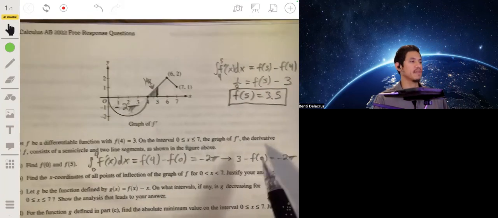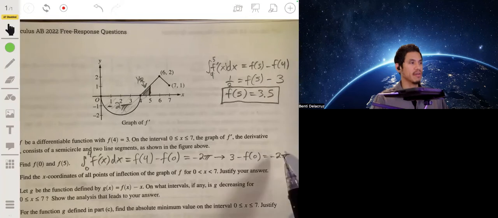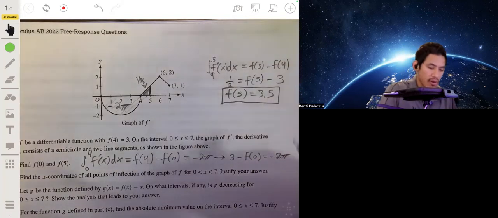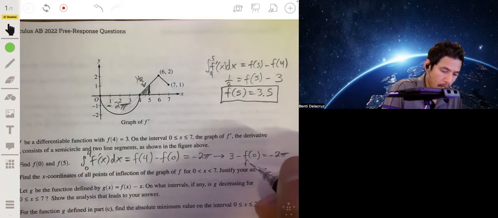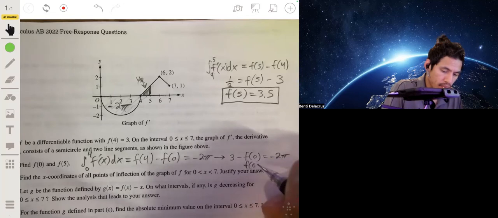From here, if we add f of 0 and add 2 pi to the left, we can find that f of 0 is equal to 3 plus 2 pi.